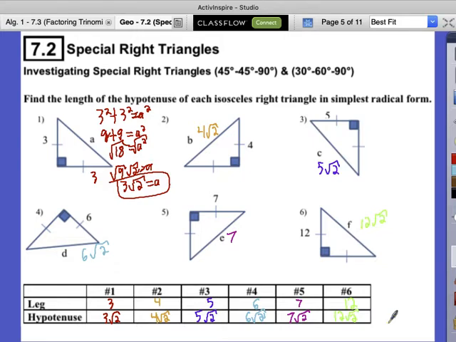Now, what are our angles going to be in this triangle? Does anybody know? 45. 45?